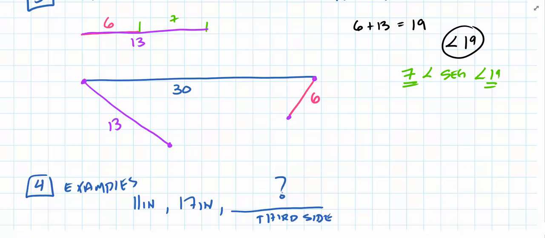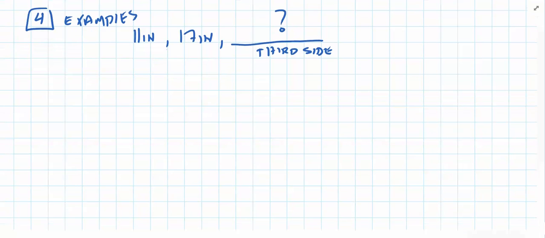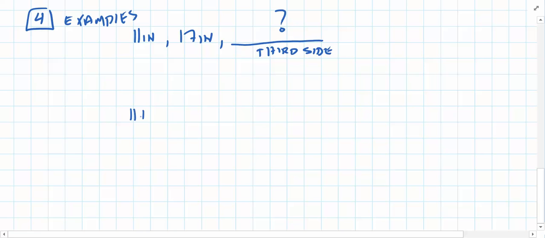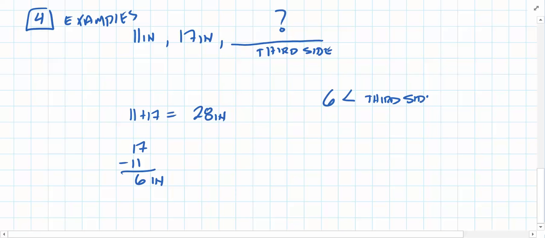Good. So what do we do? What do you think, Alessandro? Anywhere from 6 to 28 inches. Very good. So I'm going to take both sides and add them together. And now we get how much? I get 28 inches, right? And then if I take 17 and subtract 11, I get 6 inches. So my third side needs to be somewhere between 6 inches and 28 inches. Okay? This is what the triangle inequality theorem is saying.